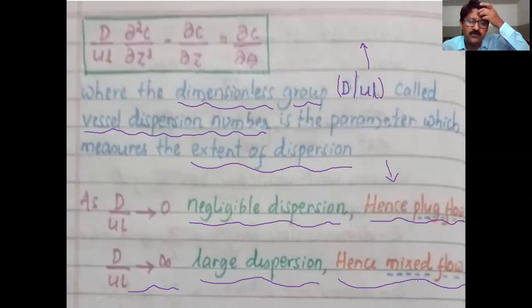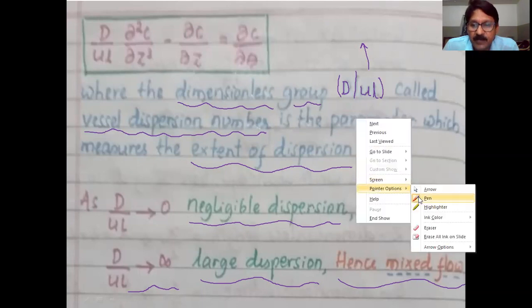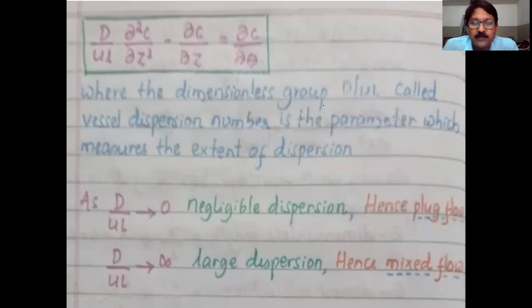Is there any doubt regarding this derivation? Sir, can we say practically it is a dimensionless length? Louder. Sir, in this derivation we have used that dimensionless length. Practically it is possible to say that. That's why D by uL you will use in practice only. So this we are going to calculate.